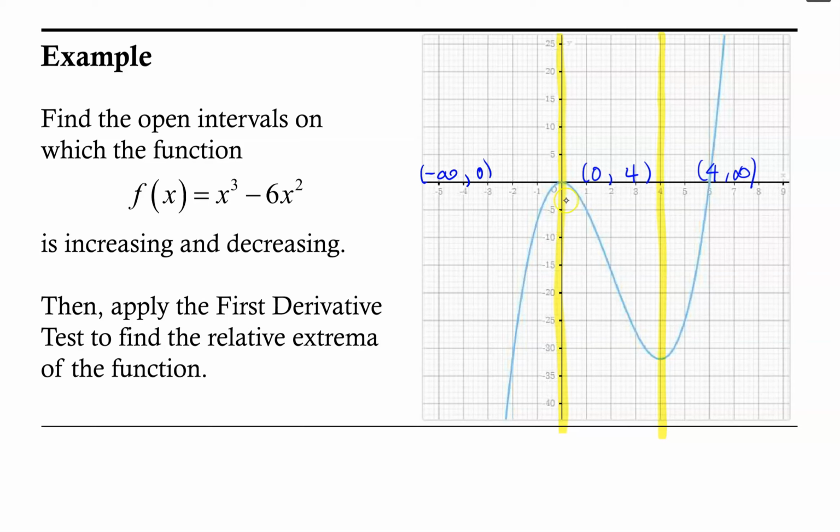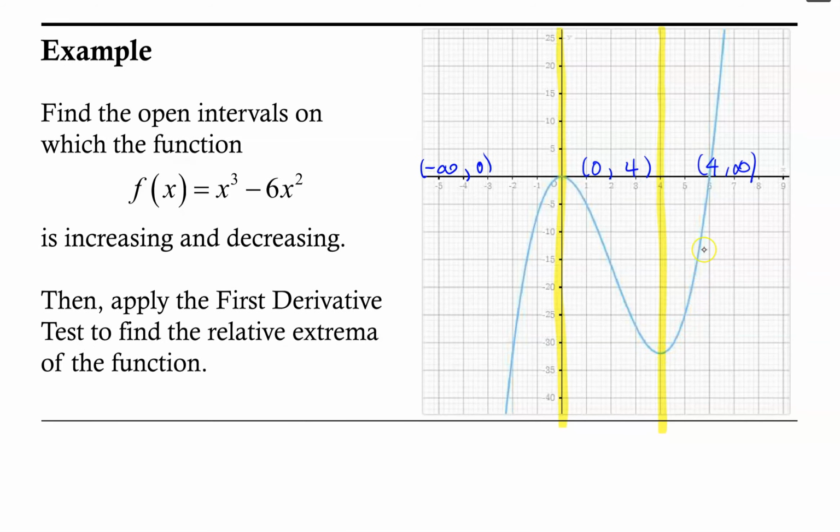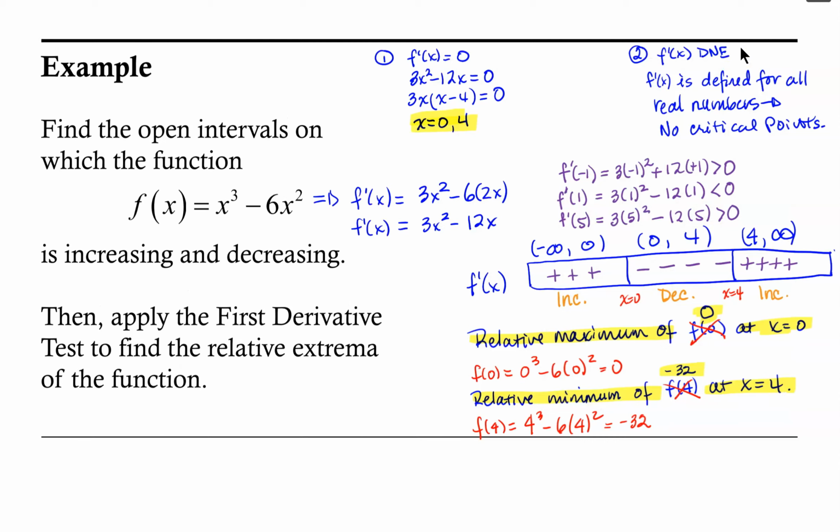So to the left of x equals 0, we can indeed see that this function is increasing as x increases. Then from the interval from 0 to 4, we can indeed see that the function is decreasing as x increases. And then here at 4, to the right, we can see that our function is indeed increasing as x increases. So we are confident on the intervals for increasing and decreasing behavior.